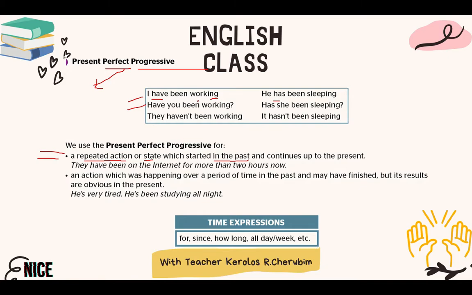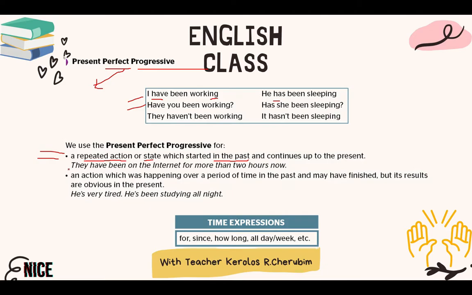Like in this example, I have been working. This is a repeated action. So that means I work all the time. I work daily. I go to work every day. And this action started in the past and it's up to the moment. You know, the video here, I'm working, I'm teaching you.